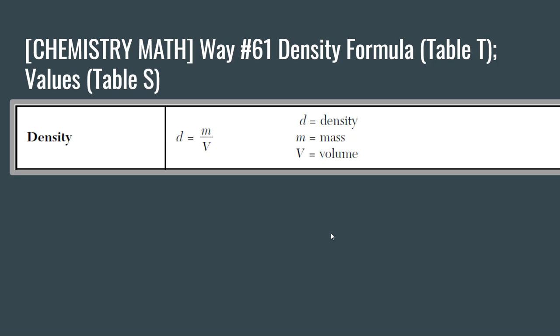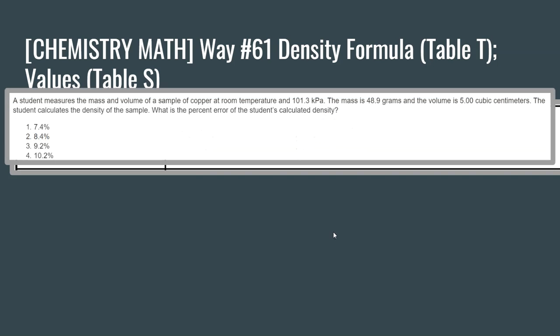Let's try one example. A student measures the mass and volume of a sample of copper at room temperature at 101.3 kilopascals, which you should know from page 1 of your reference table refers to standard pressure. The mass is 48.9 grams and the volume is 5 cubic centimeters. The student calculates the density of the sample. What is the percent error of the student's calculated density?